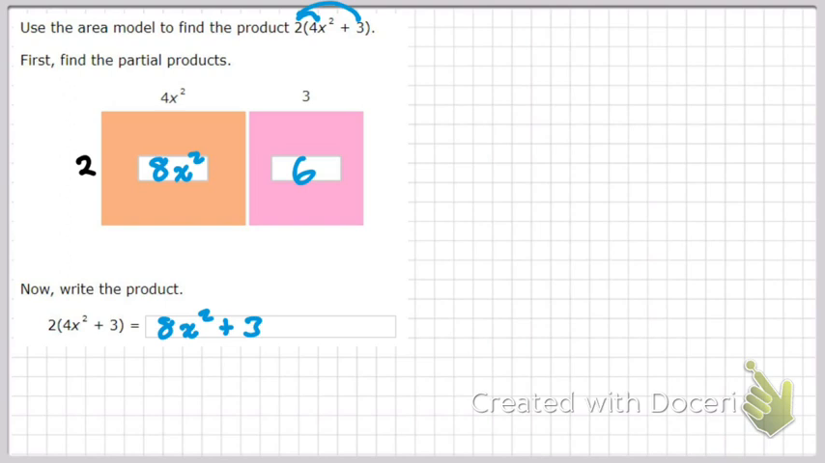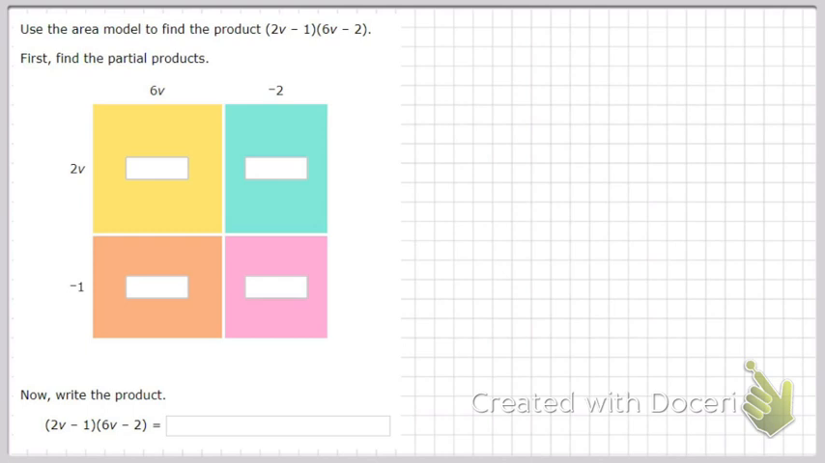Okay, let's try another one. Whoa, this guy looks a little crazier. All right, so this time we have 2 binomials. We have a binomial here because there's 2 terms, and there's a binomial here, 2 terms. Last time we had a monomial and then a binomial. So this time the area model looks a little bit bigger. We end up getting 4 terms.